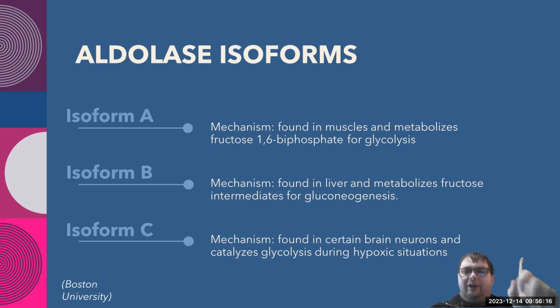However, it is found in brain neurons, and it has been linked to signaling pathways for stressful situations involving low oxygen environments, involving hypoxia. So it could be hypothesized that isoform C of aldolase is meant for catalyzing glycolysis in the brain when hypoxia is starting to kick in, sort of a way to help keep us going when oxygen starts going low.